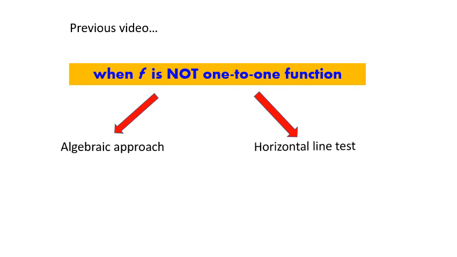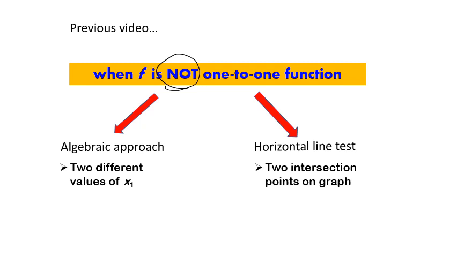Hi, hello everyone. In the previous video, we already learned about one-to-one functions and the cases when a function is not one-to-one. That is, when we use the algebraic approach, we will get two different values of x1. And if you are using the horizontal line test, we'll find that on the graph there will be two intersection points between the horizontal line and the graph.